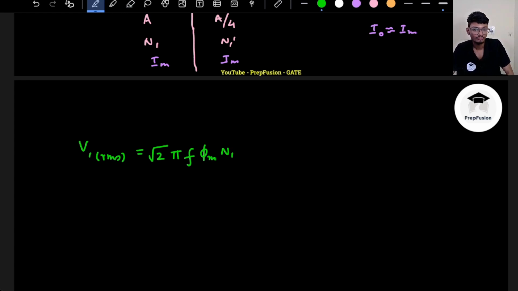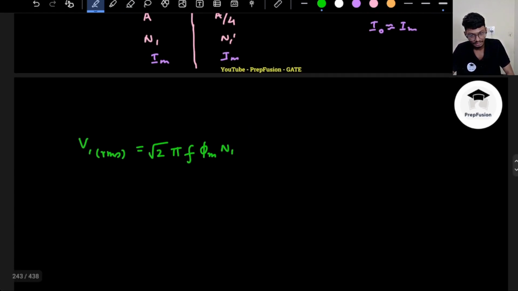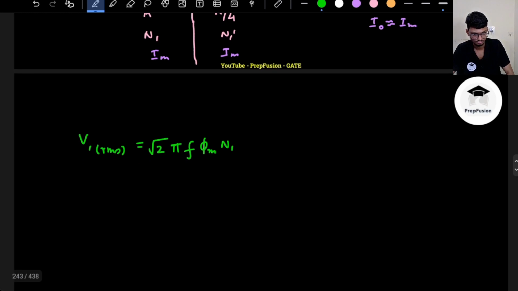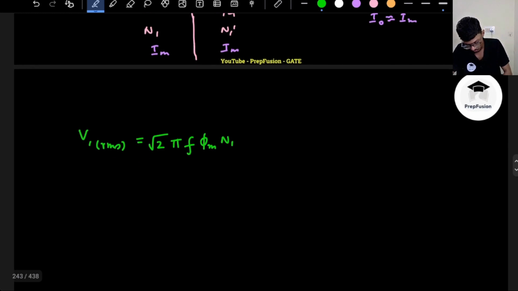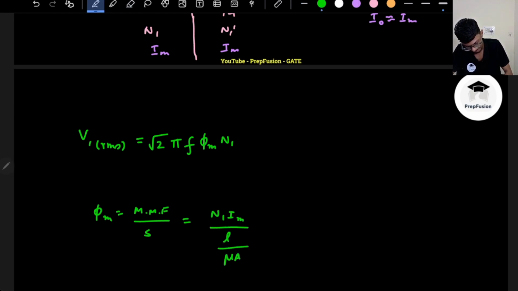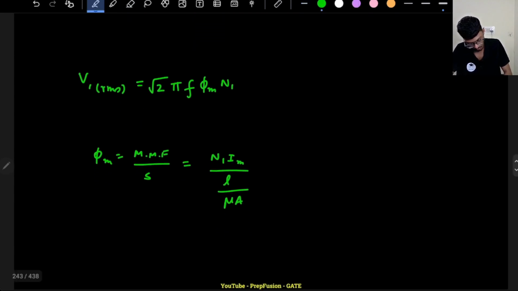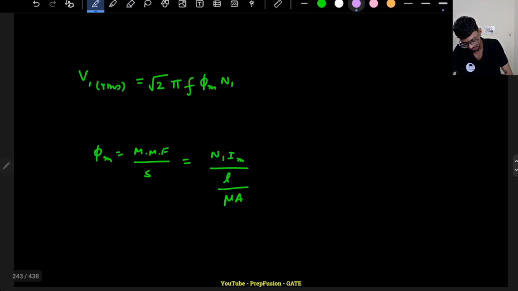Now what more do I know? They are telling me that the magnetizing component of the current must not change. So what is my flux equal to? Flux is equal to, if you remember, mmf upon reluctance. So it is n1 into Im upon reluctance. Reluctance is L upon mu A. So basically this Im must not change, Im is constant.